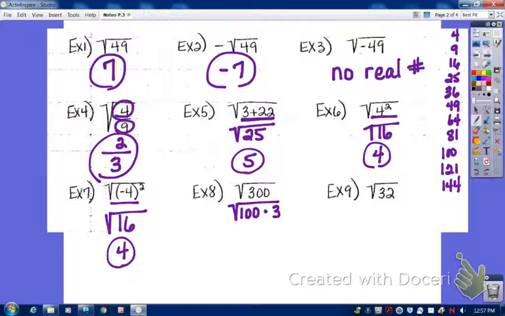So you want to try to find the largest perfect square that will divide into your number. If in the beginning it's not a perfect square, you're going to simplify by finding the largest perfect square that will divide into that. Do y'all remember from Algebra 1 what you do next?